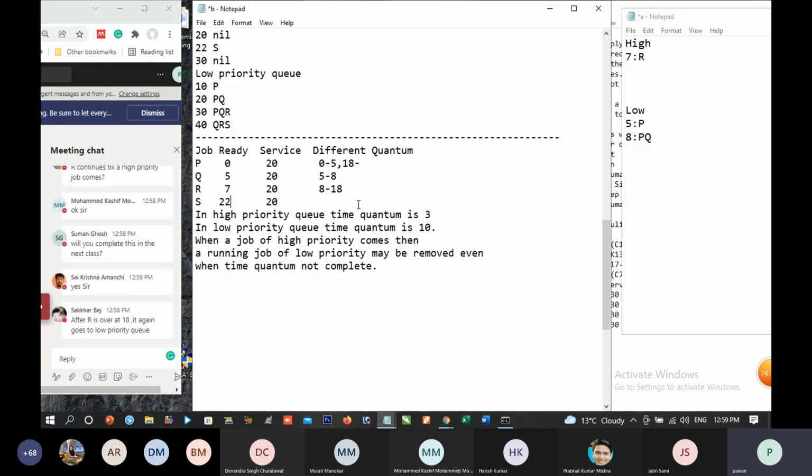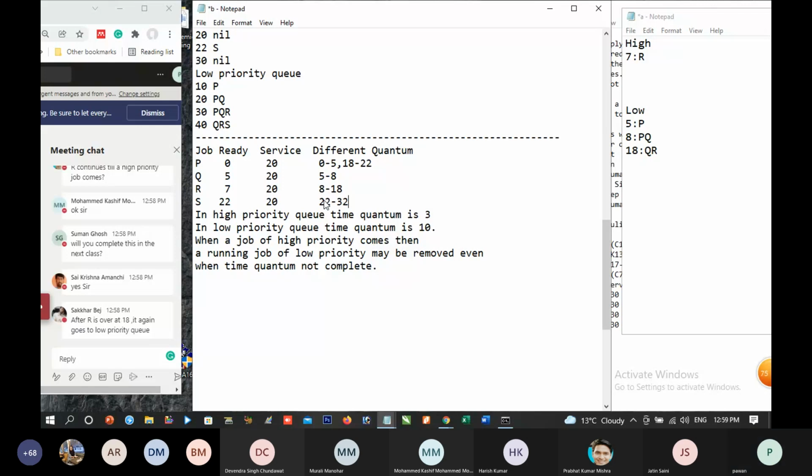That is correct. So at time t equal to 18, P will be starting. So Q and R will be in the queue. So P will be going from 18 to 22. Now S has come at time t equal to 22. It will be continuing from 22 to 32. What is your doubt? That is correct. When R is over at 18, it again goes to low priority queue.